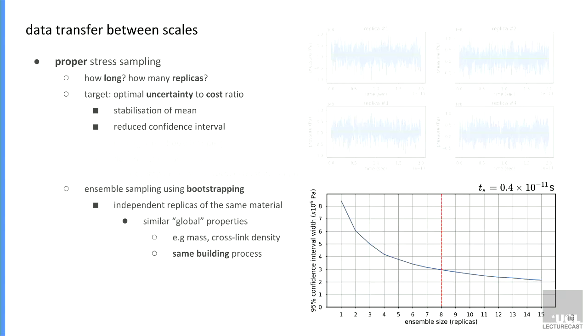The choice of the number of replicas is pretty much the same. You get the same type of curves: as you increase the number of replicas, you narrow your confidence interval, and when you don't have much gain, you just stop. So in that case, 8 replicas were chosen.